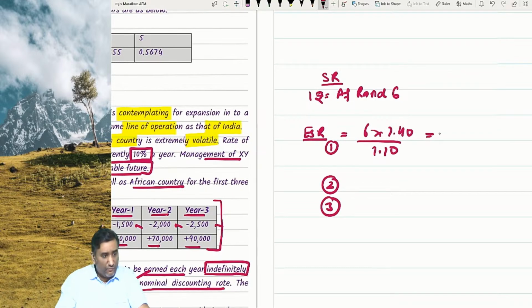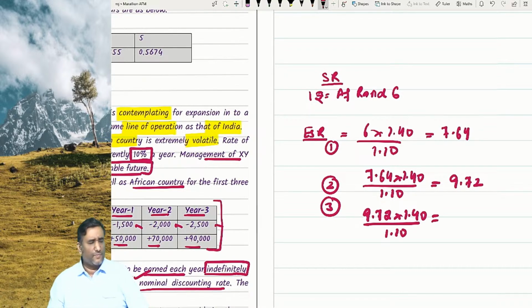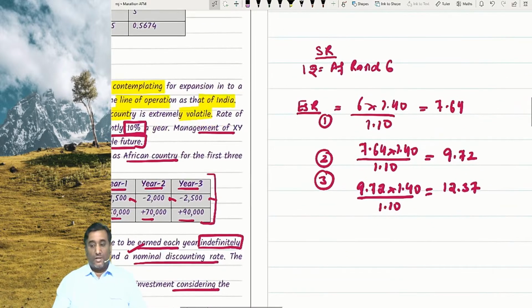This will give me first year. What rate do I get? 7.64. Second would be, sir, right hand side 7.64 into 1.40 divided by 1.10. 9.72. And then I'll calculate 9.72 into 1.4 divided by 1.10, which gives 12.37. Now what I'll do is, cash flows are given.